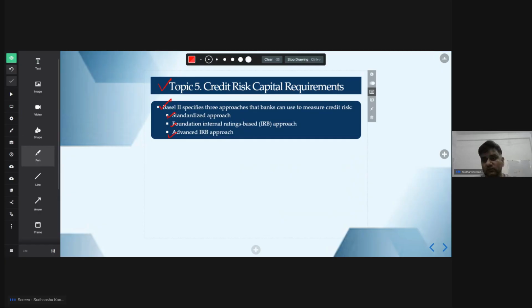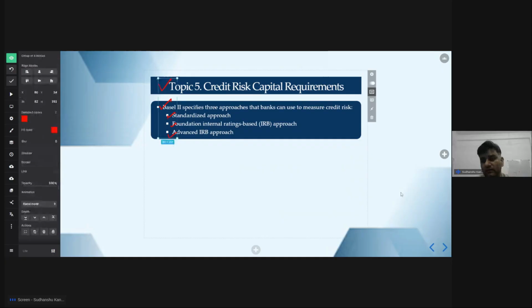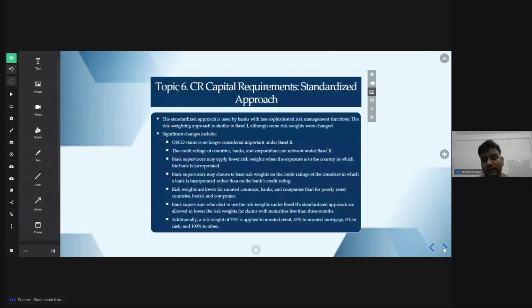Fine. So we have covered this till now, and then we go ahead. The next topic: we need to understand the credit risk capital requirement under the standardized approach. First of all, who uses the standardized approach? This approach is designed for banks with relatively less sophisticated internal risk management systems. Conceptually, it is an evolution of Basel I, not a complex overhaul.